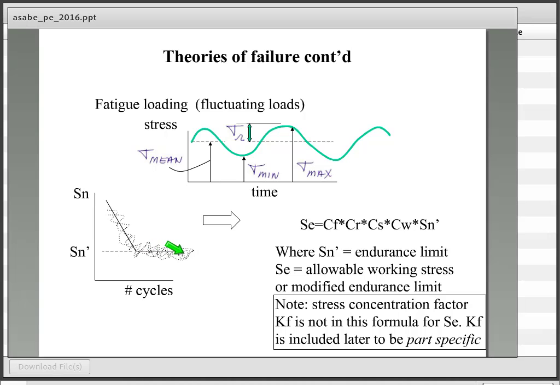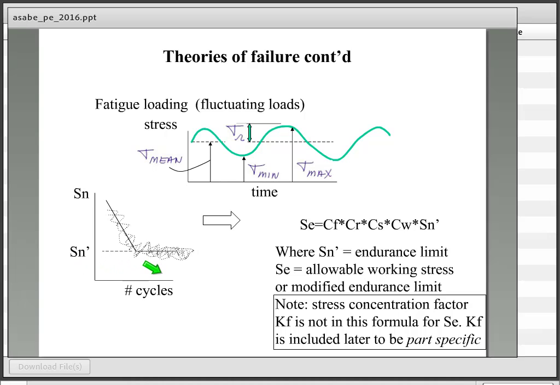Non-ferrous materials, copper, aluminum, and so on, do not exhibit a distinct endurance limit, and they would continue down, and at some point you would get failure even at very low cyclical stress levels.